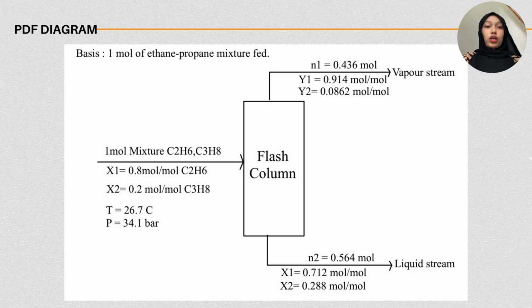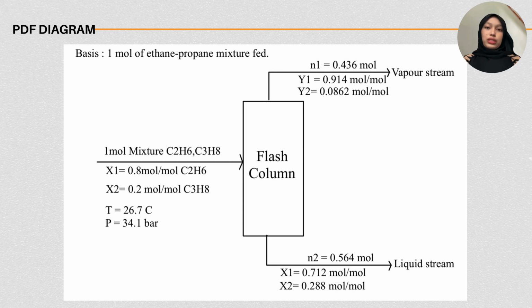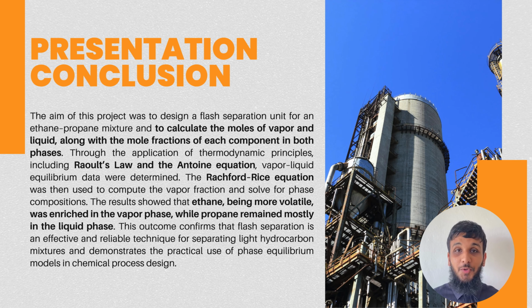This shows that the flash column effectively separates the more volatile ethane into the vapor phase, while the less volatile propane remains mostly in the liquid phase. In conclusion, we achieved the aim of this project, which is to design the flash separator for the propane-ethane mixture and also to calculate the moles of the vapor phase and liquid phase. Also, we calculated the mole fractions for all the components in the liquid and vapor phase using the Antoine equation, Raoult's law, and the Rachford-Rice equation.